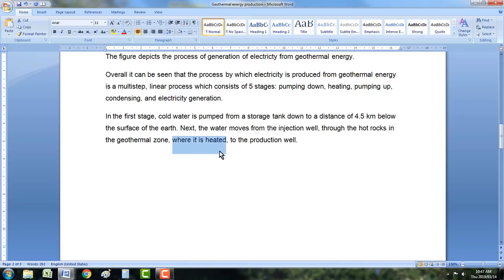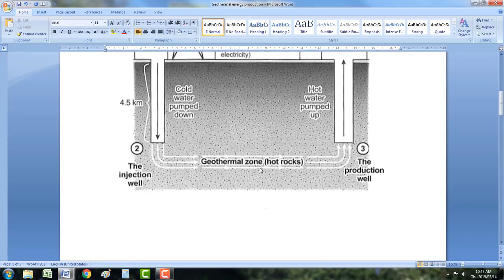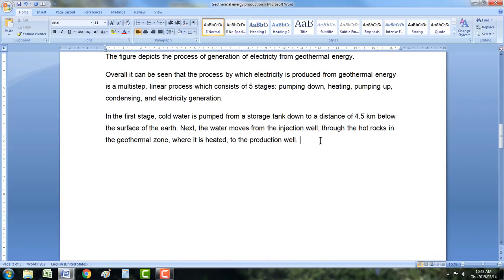And this is a very nice complex sentence. So it moves from the introduction well through the hot rocks in the geothermal zone where it is heated to the production well. You must try and say all of this stuff. Don't leave anything out. Paraphrase or don't paraphrase, it's fine. But make sure that you mention all of the things on the diagram. To the production well.